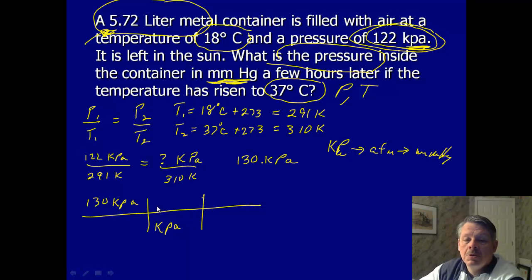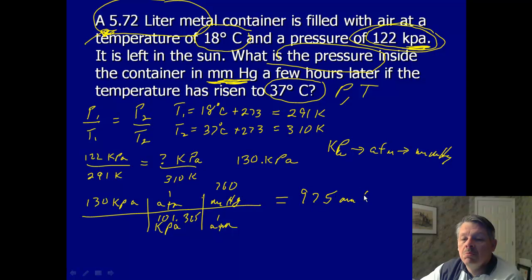So that's what I'm going to do. I'm going to convert from kPa to ATMs, and then from ATMs to millimeters of mercury. Guys, what you're doing is you're starting to put pieces together. That's what this is all about. All right, well, one ATM is 101.325 kilopascals, and one ATM is 760 millimeters of mercury. So if I multiply across the top and divide by the bottom, I get 975 millimeters of mercury. And that's the answer.